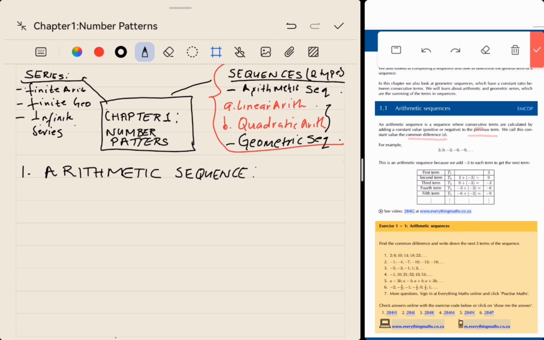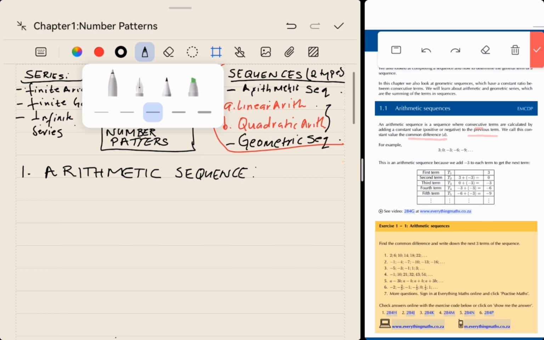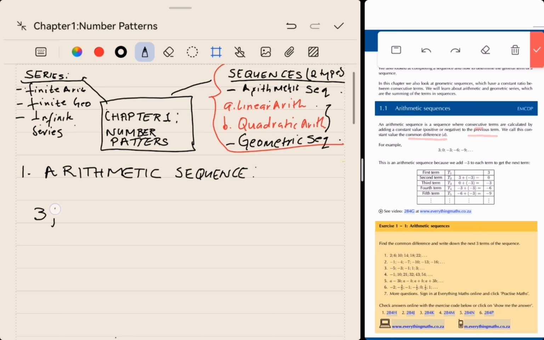Let's look at this example. We have 3, 0, minus 3, minus 6, minus 9, and so on. It's a sequence, right? So we don't know where it ends. This takes position 1, position 2, position 3, position 4, position 5. We call these positions terms. And that means 3 is our term 1, then term 2, and so on.